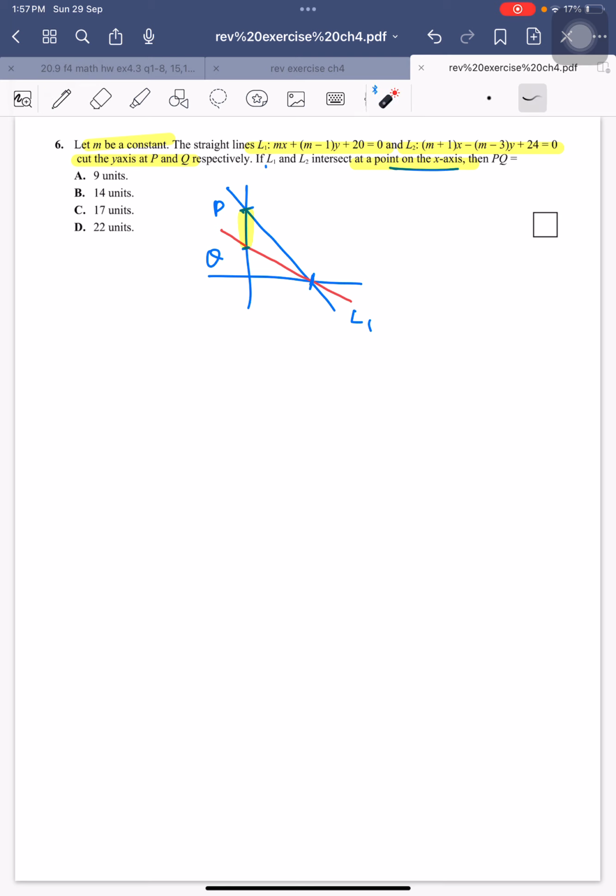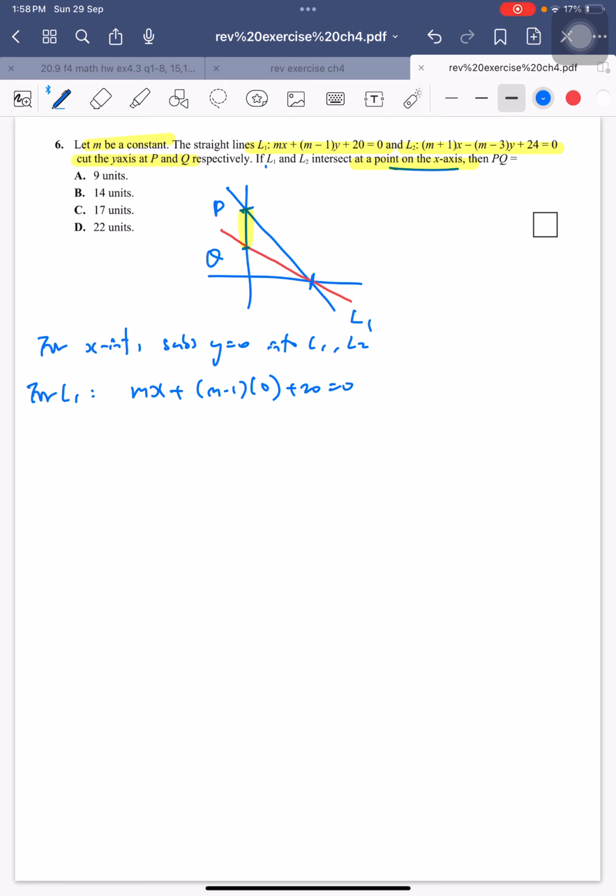Now, because they intersect at the same point on the x-axis, we're going to try to find their intersection point. So for the x-intercept, we need to substitute y equal to 0 into L1 and L2. For L1, that's going to be mx plus (m minus 1) times 0 plus 20 equal to 0. Because y becomes 0, we keep the x. We're trying to find the x-intercept.